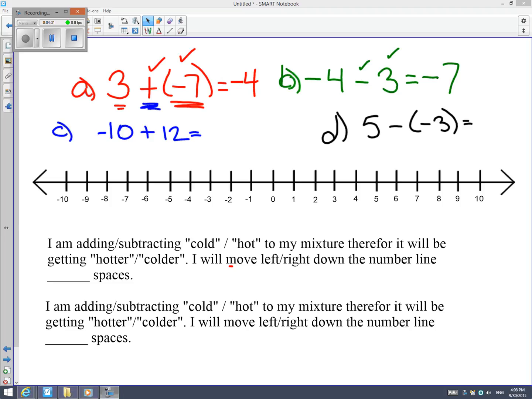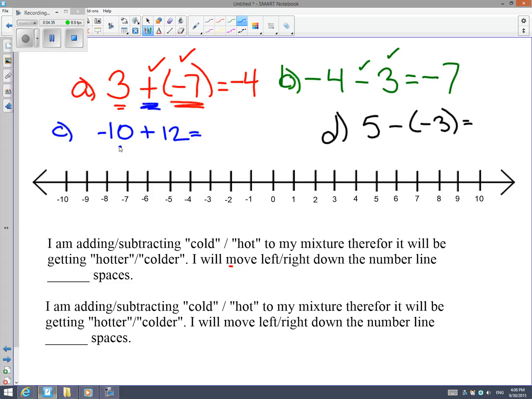So, again, we don't even look at this first part. You identify what operation is going on and whether it's hot or cold that we're moving. So I say to myself, I'm adding hot. So for right here, I'm adding hot cubes. And logically, if you add hot to something, it must be getting hotter. And you know on a number line, when a number gets hotter or larger, we move to the right down the number line. And this tells me I'm going to move right down the number line 12 spaces.